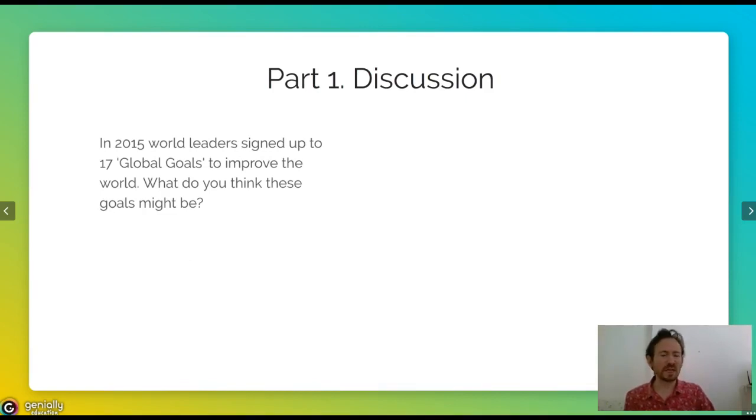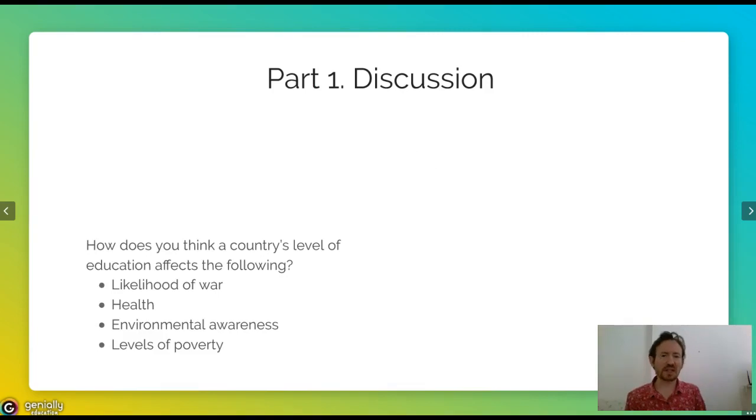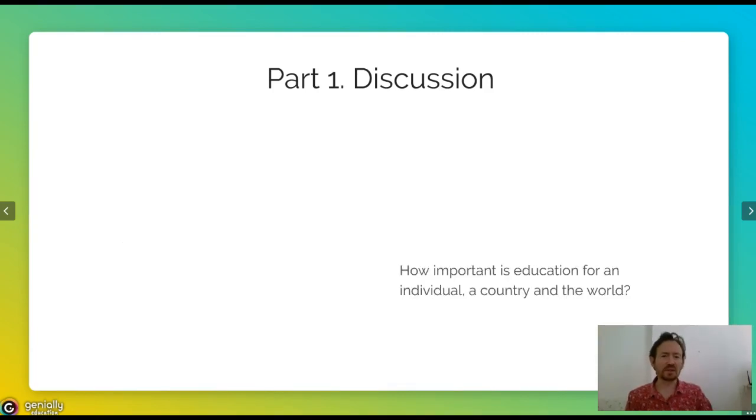Maybe they've heard of them, maybe they haven't. They talk about how education might fit into such goals. They guess. How does education affect the likelihood of war, health, environmental awareness? How important is education? All this will prepare them for the reading task involving the infographic.